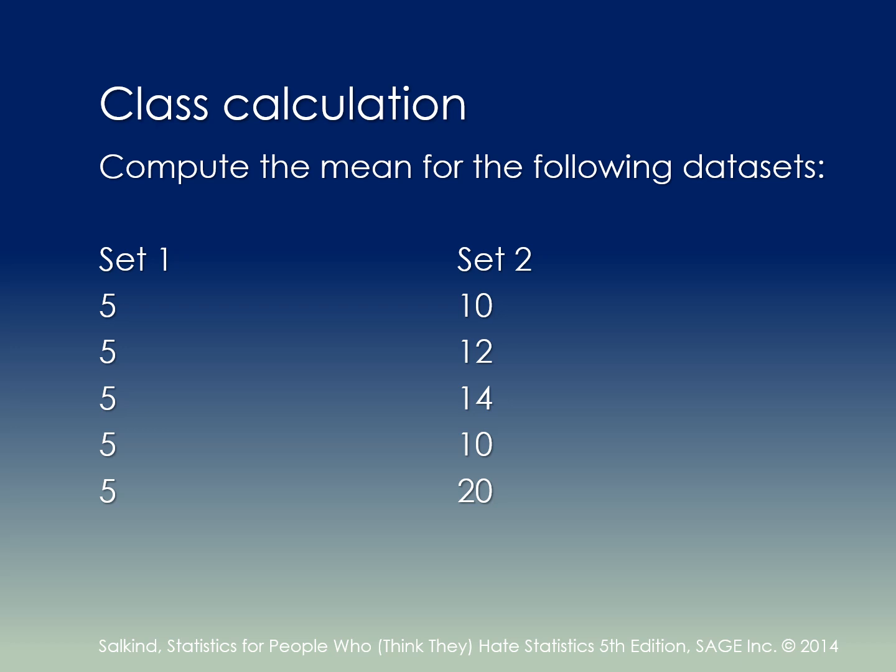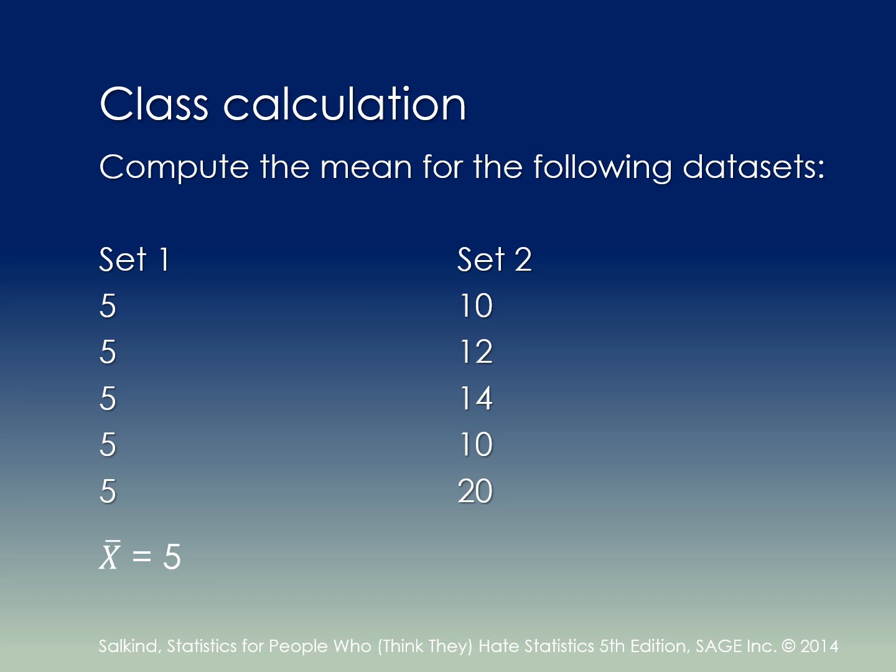Perfect. So to calculate the mean, what I do is I sum up all the values in each set, and I simply divide by the number of individuals in that sample. Set number 1 is pretty straightforward. You don't even need to do any calculations with that. We know what the mean is for set 1, because that would be 5 plus 5 plus 5 plus 25 divided by 5. You're going to get a mean of 5.